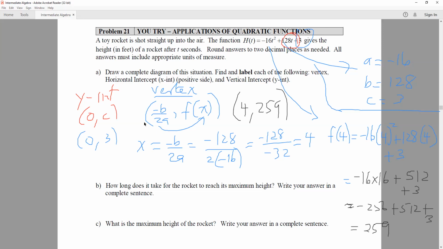Now we have our vertex. Now, what about horizontal intercepts? We have to use the graph, the calculator. So we have our vertex and we have our y-intercept. For our x-intercept, we have to go to the calculator, so let me do that now.